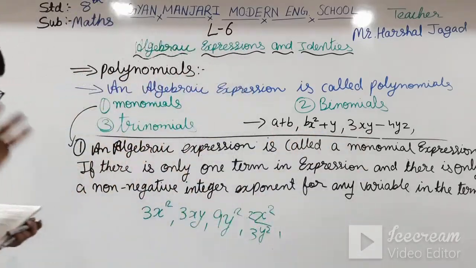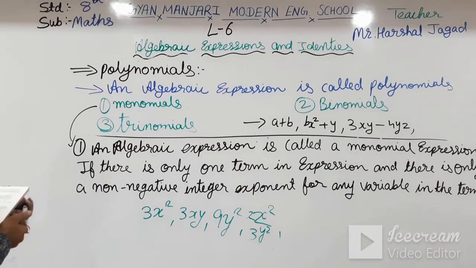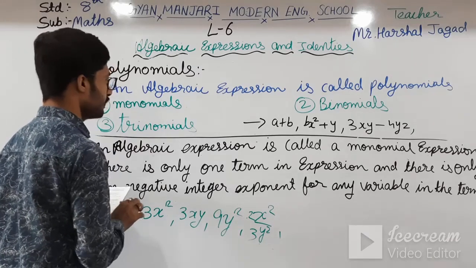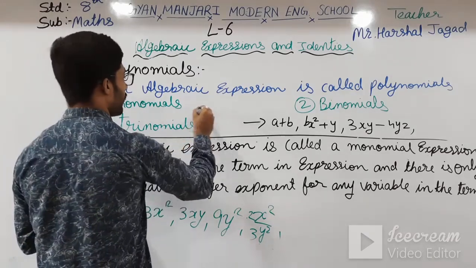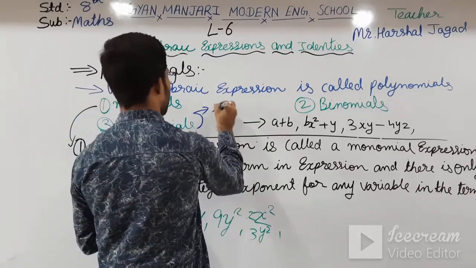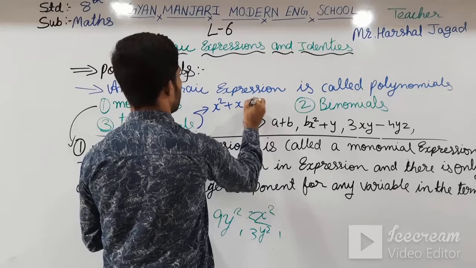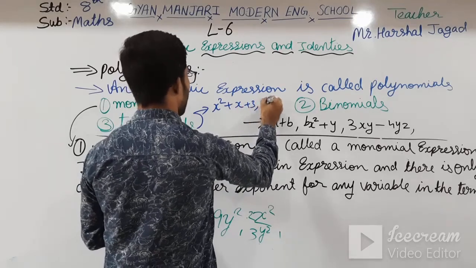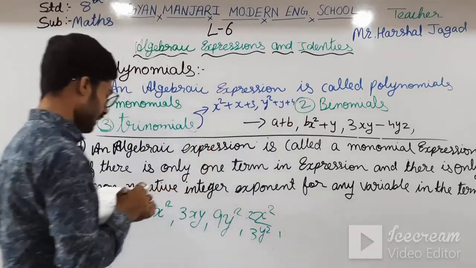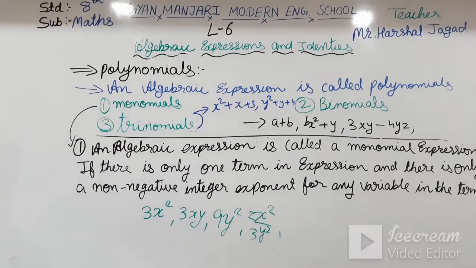So you can understand what is three terms, that have three. Here I am writing the examples of trinomial. I am writing which have three terms: x square plus x plus 3, or y square plus y plus 4. These are the trinomial examples.